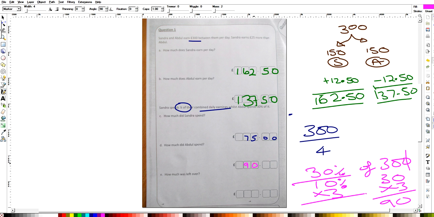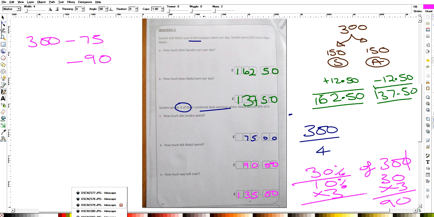So far, has any of this work been really hard? No. It's amazing how most of you got it wrong. How much was left over? So what do we do now? We started off with £300. One person spent £75. Another person spent £90. So we have £300 minus 75 minus 90, which gives us an answer of £135. Are you happy with that, ladies? Okay, that's the end of question number 1.